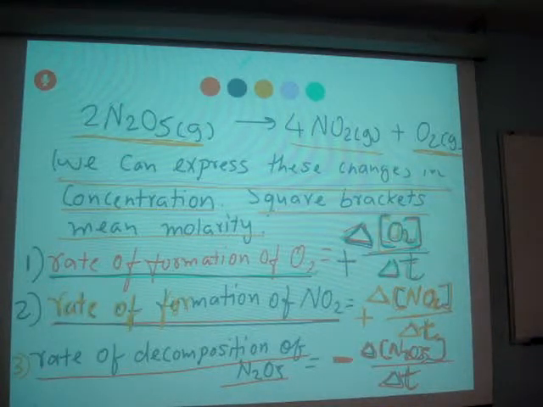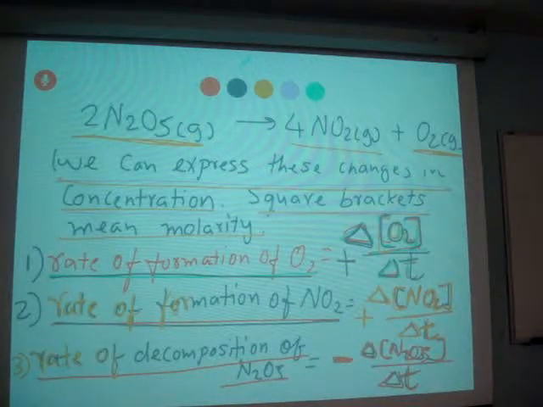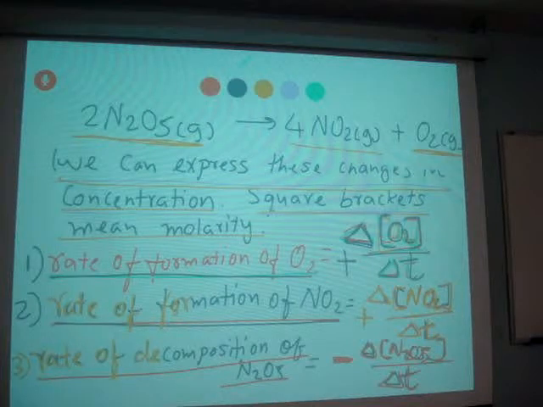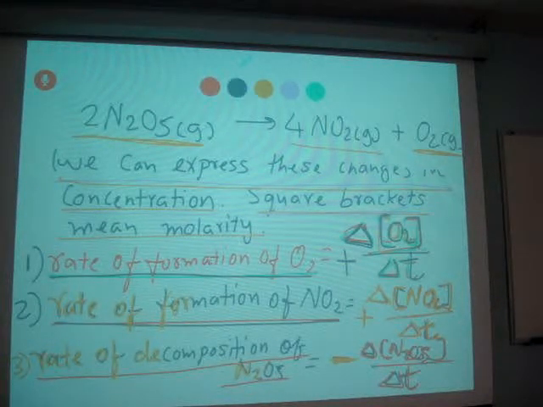Now when you check rate of decomposition, disappearance, right, so it's going to be negative. Which one? N2O5. So we use bracket and put concentration of N2O5 divided by delta T. Alright, so that way we can express rate.